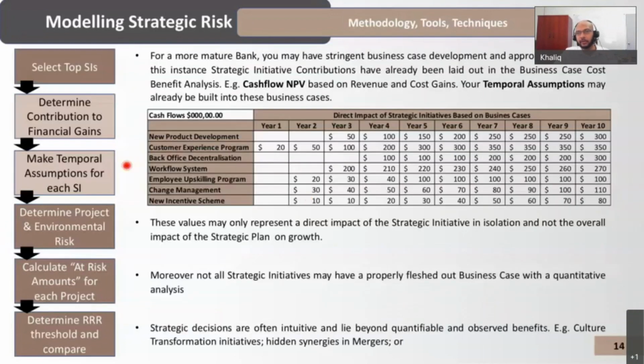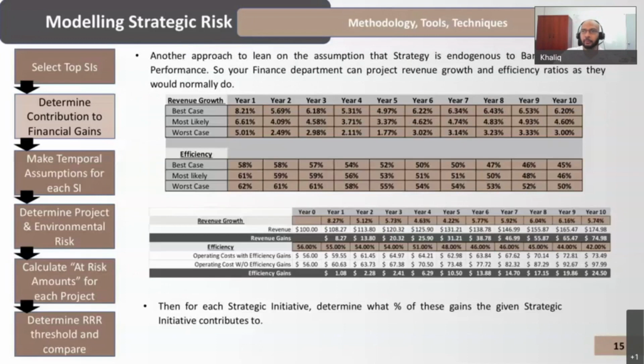After you do that, you want to determine how these initiatives contribute to financial gains, right? One way to do it depends on the maturity of your organization. Each initiative ought to have a business case, right? But in reality, sometimes our business cases don't robustly quantify how a particular initiative is going to affect efficiency or revenues in the long term. That's the reality. But if you have business cases that do quantify it, then better. In lieu of having robust business cases, another approach is to take the assumption that strategy is endogenous to bank and industry performance.